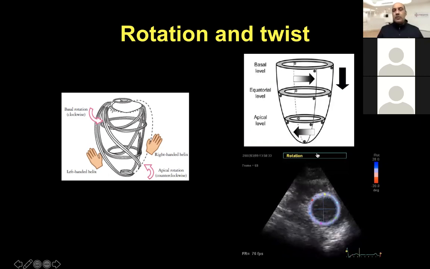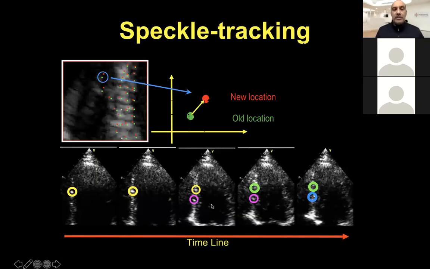That is what the muscular factors are. And now we can have a rotation twist analysis also based on this. But what is the concept? The concept is coming from speckle tracking.